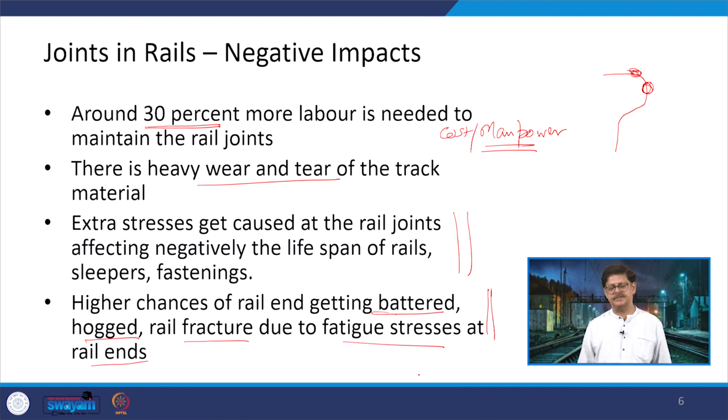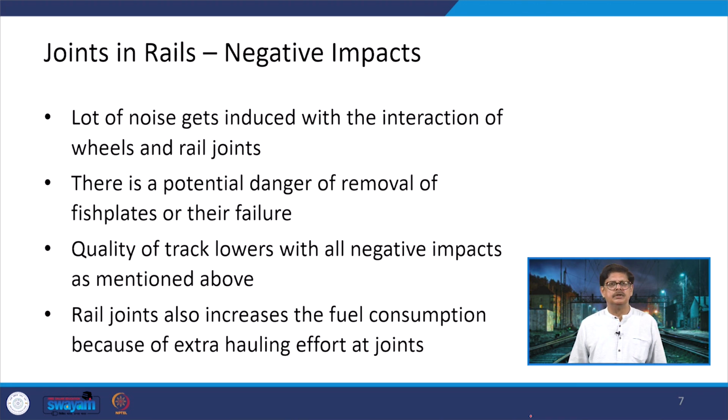So, these are the distresses we will be talking about at some point, that what are the various types of wears and distresses which can get induced in the rails at different locations. There is a lot of noise which gets induced with the interaction of the wheels and the rail joints. So, this is also another negative issue which is disturbing for the passengers.